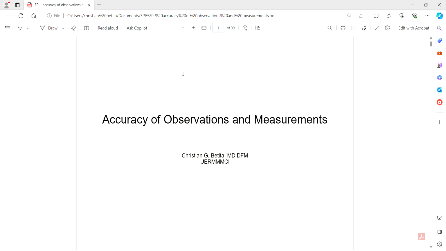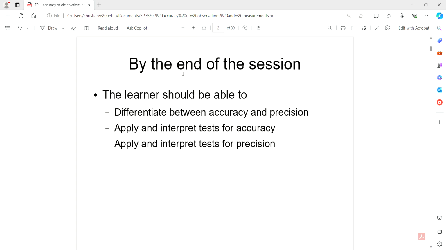Okay, so I've been tasked to lecture on accuracy of observations and measurements, and by the end of the session, you should be able to differentiate between accuracy and precision, apply and interpret tests for accuracy, and apply and interpret tests for precision.